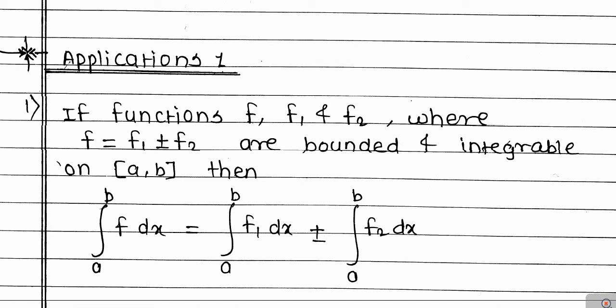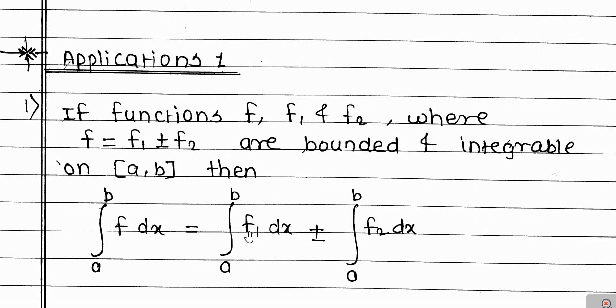And if you remember, we have already proved this result in unit number first, theorems number 5 and 6. In theorem number 5 we proved it for f1 plus f2, and in number 6 we proved it for f1 minus f2. This is the combination of those two theorems.